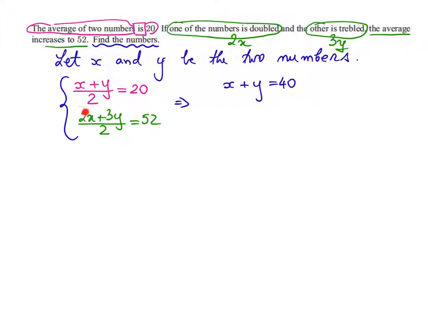If half of (2x plus 3y) is 52, it means that 2x plus 3y will be 104, 52 times 2. So 2x plus 3y equals 104.